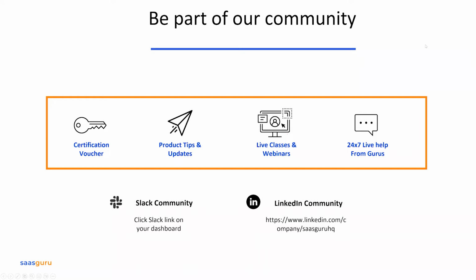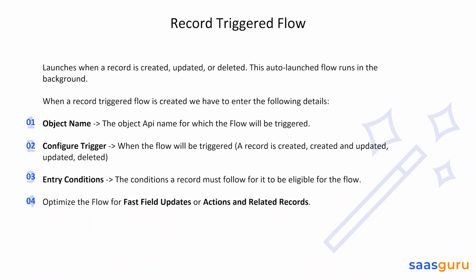Now into our topic of the evening, record triggered flows. A record triggered flow is an auto launch flow that is launched when a record is created, updated, or deleted. The auto launch flow runs in the background. There are two different types of record triggered flows: a before save and an after save, similar to within Apex, where you have a before update, an after update, a before insert, and an after insert.